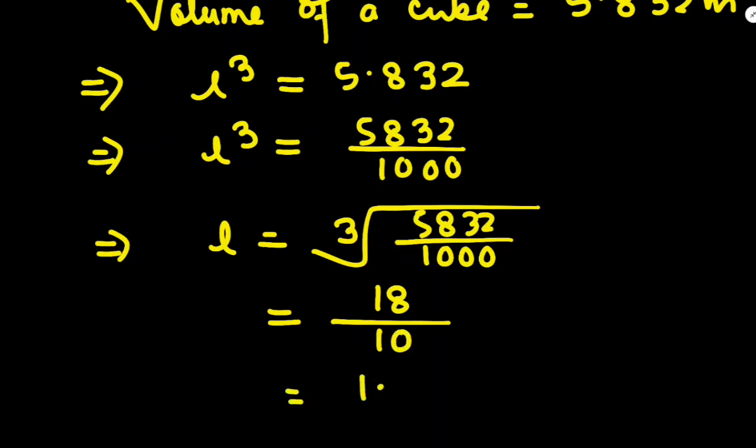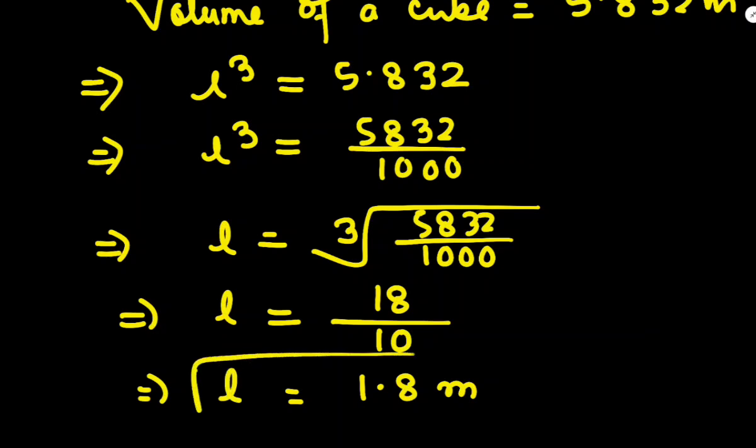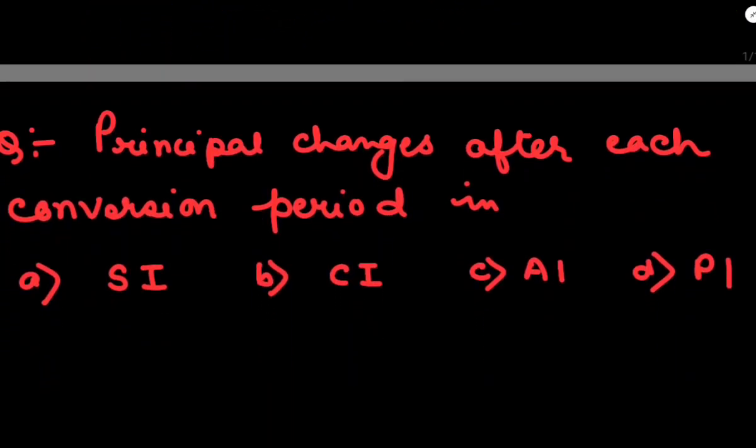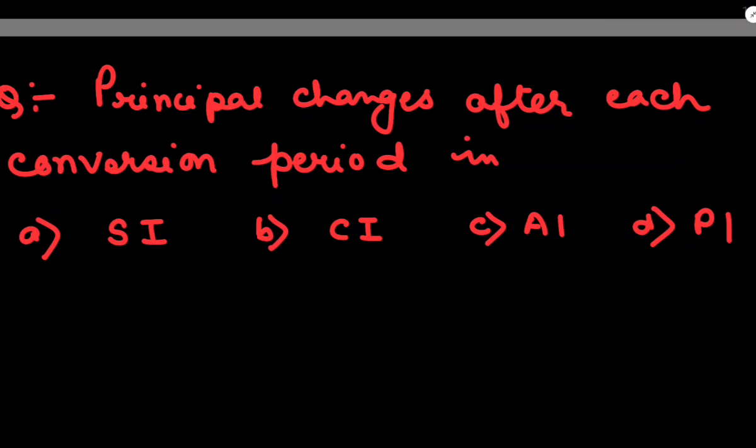So that will give you 1.8 meter. So your side length is 1.8 meter. So this is my answer. Right? This is the first question. Very easy. Now moving on, next question, theory.